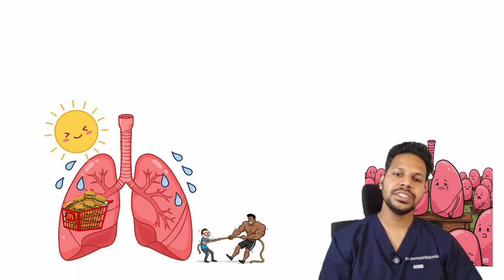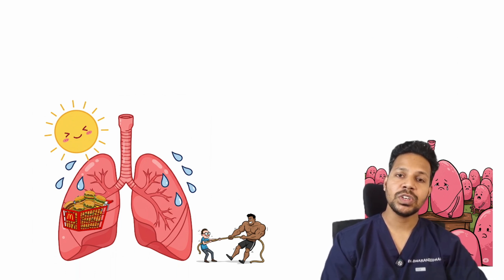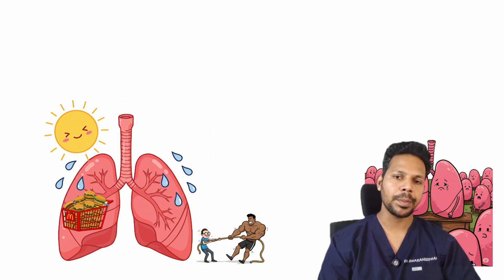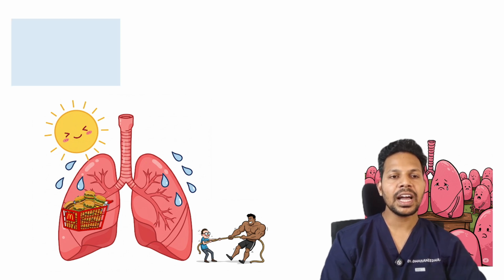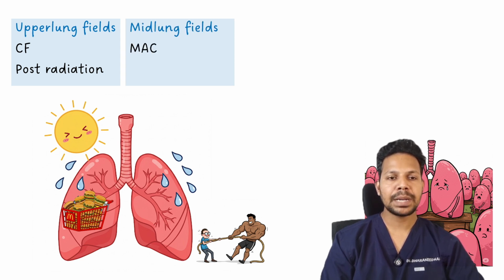Now, having understood these etiologies, let's see which etiologies involve which part of the lungs. So we broadly divide bronchiectasis into upper lung field predominant bronchiectasis, mid lung field, lower lung field predominant bronchiectasis, and lastly central airway predominant bronchiectasis. The upper lung fields are prominently involved in cystic fibrosis and post-radiation, whereas the mid lung fields are prominently involved in Mycobacterium avium complex or Lady Windermere syndrome.